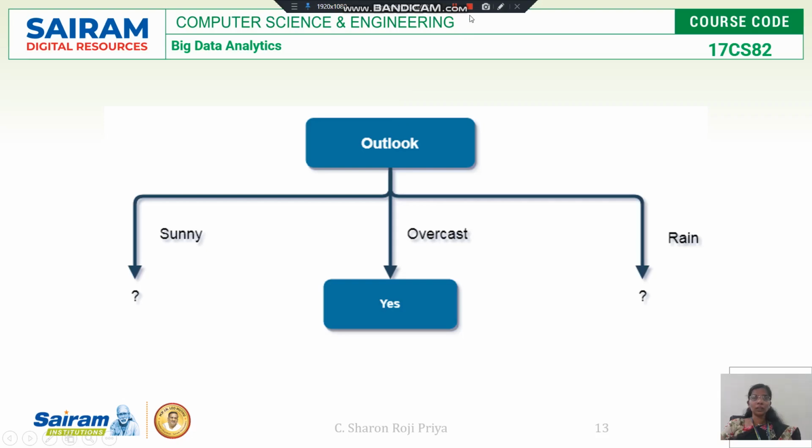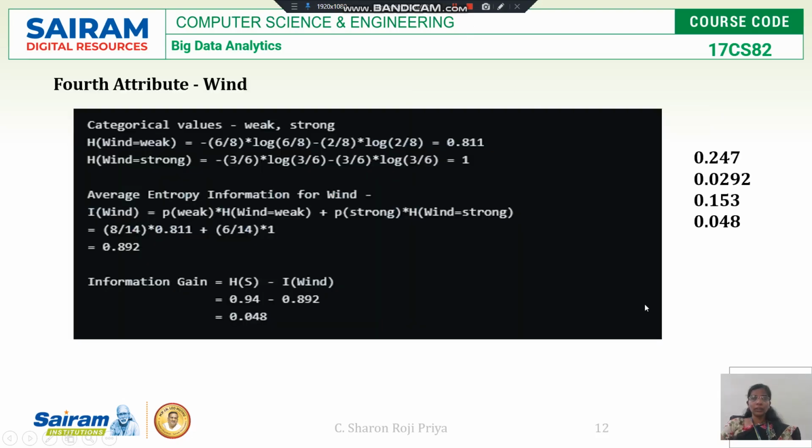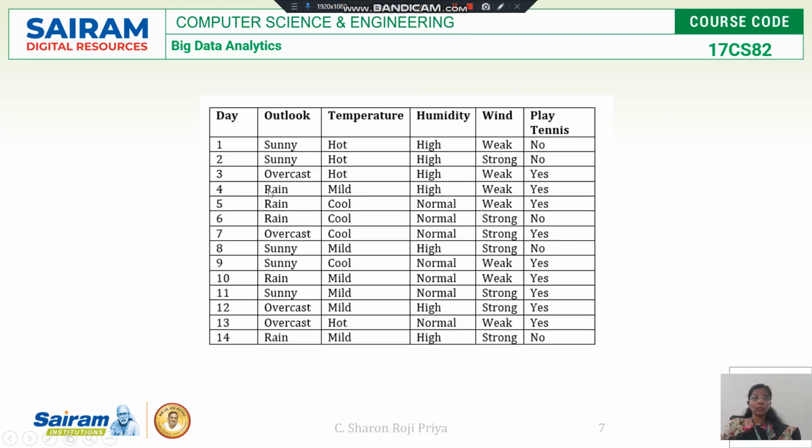Next, you have to check rain. So 1, 2, 3, 4, 5. Five rain instances are there. The first is positive, second positive, third is positive, fine. Fourth is negative, fifth is negative. So 5 rain instances are there. Out of these, 3 are positive and 2 are negative.